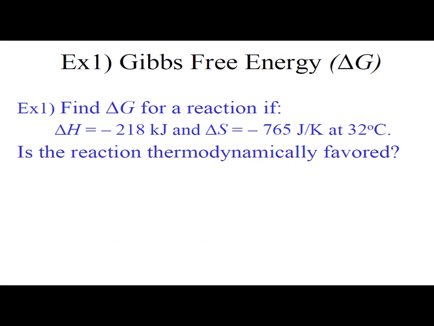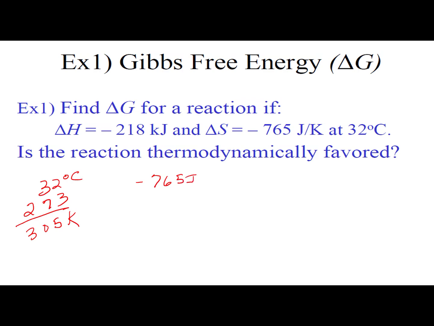This one says to find the delta G for a reaction if the delta H is negative 218 kilojoules and the delta S is negative 765 joules per Kelvin at 32 degrees Celsius. We have to do a couple things before we can plug and chug into an equation. We have to convert our temperature of 32 degrees Celsius to Kelvin. So 32 plus 273 gives us 305 Kelvin.